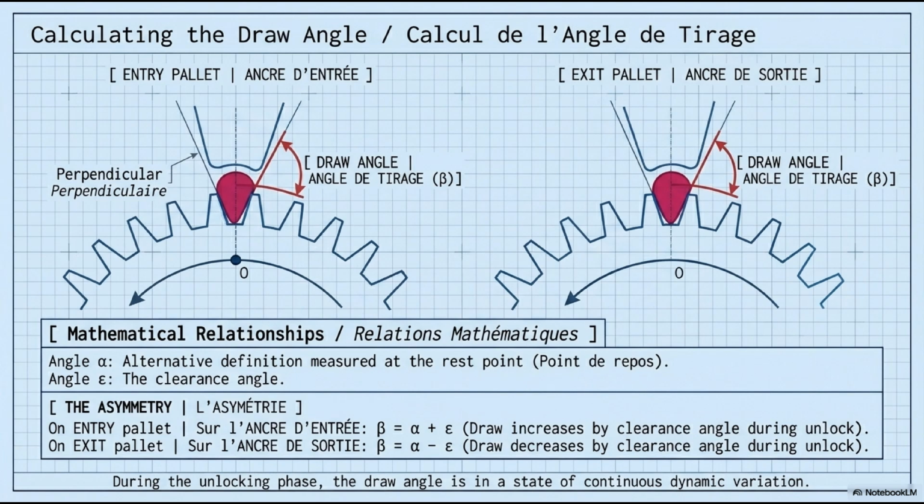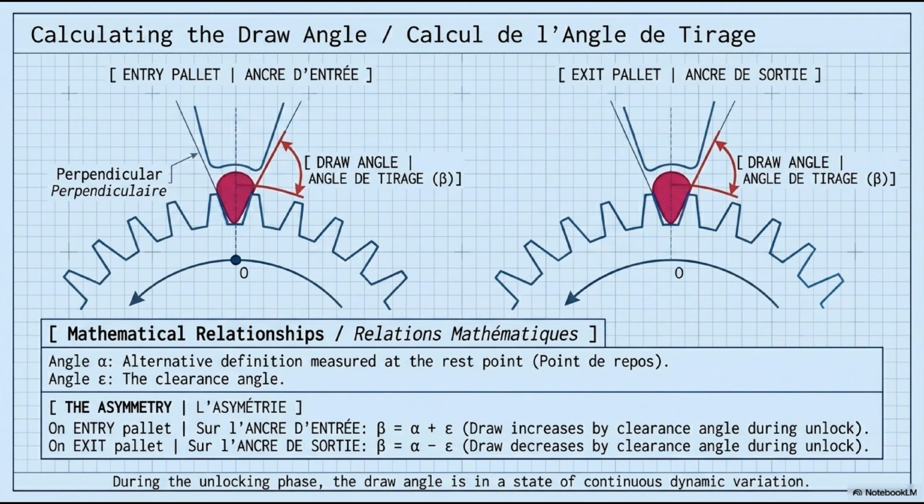Draw angle beta at the locking tip is defined as the angle between two lines: the perpendicular drawn from the locking tip to the line connecting the locking tip to the fork pivot, and the actual locking face surface of the pallet stone. This is the geometric inclination of the locking face. The mathematical relationships box gives you two definitions. Angle alpha, measured at the rest point, repose, the specific location D on the locking face where the tooth tip actually rests during the quiescent phase. This gives a slightly different numerical value than beta because the rest point is not at the locking tip.